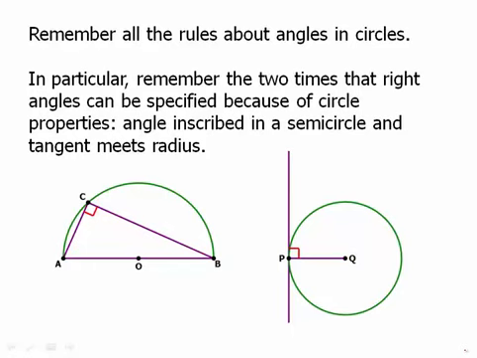Now, in both of these diagrams, I drew the little perpendicular square. The test would not have to do that. In other words, the test could just expect you to recognize that it has to be a right angle purely because of the circular properties.